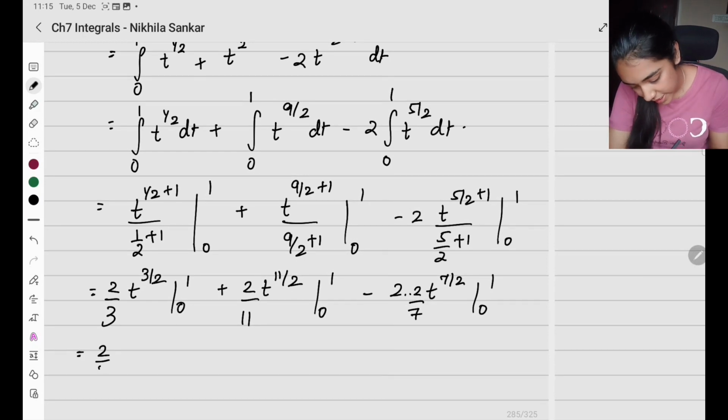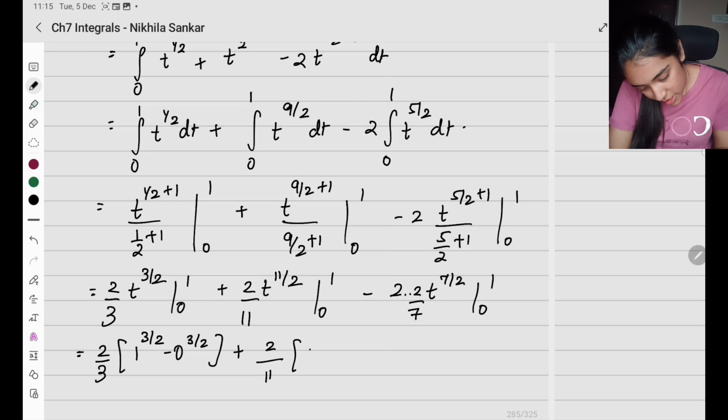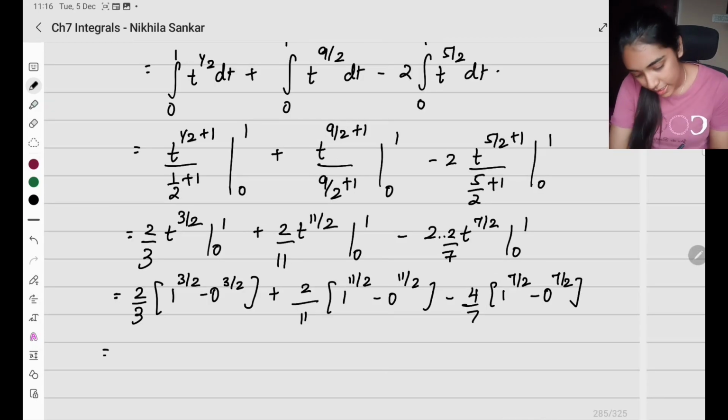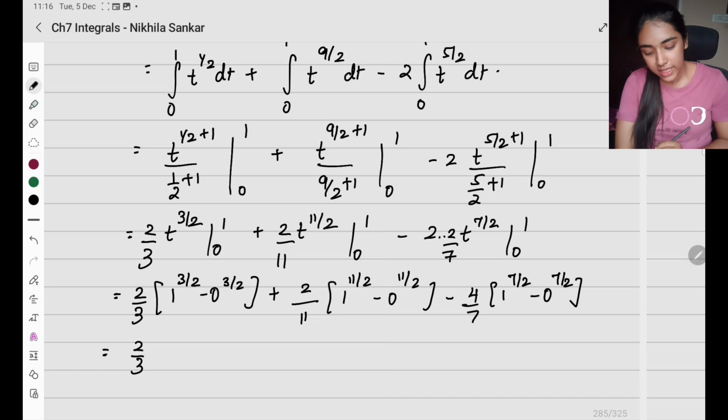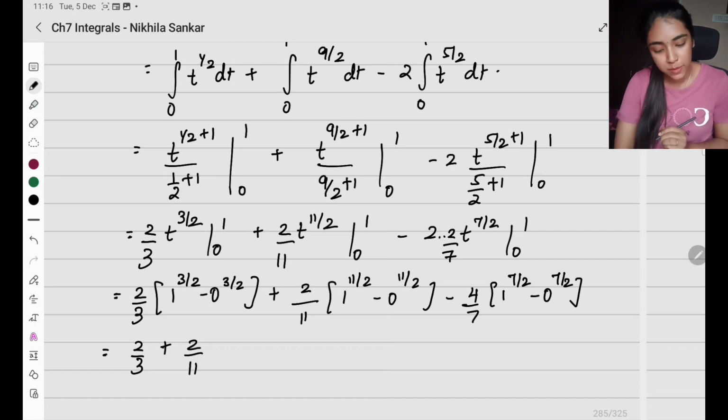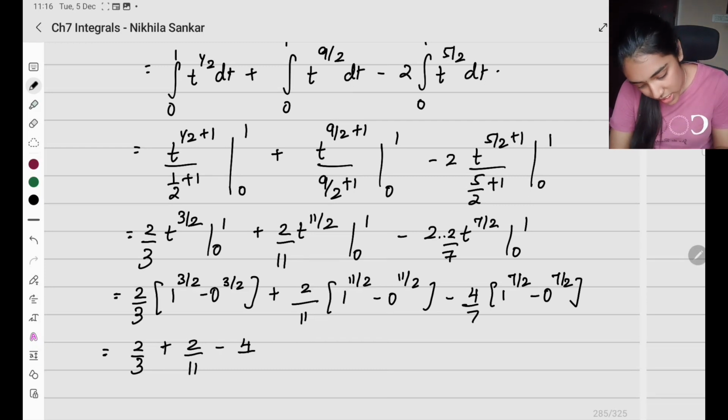So when I solve this, I can take the 2 by 3 common, which is going to be 1 to the power 3 by 2 minus 0 to the power 3 by 2, plus 2 by 11 times 1 to the power 11 by 2 minus 0 to the power 11 by 2, minus 4 by 7 times the bracket 1 to the power 7 by 2 minus 0 to the power 7 by 2. This when I solve, I have 2 by 3 times 1 minus 0, which is 2 by 3, plus 2 by 11 times 1 minus 0, which is 2 by 11, minus 4 by 7.